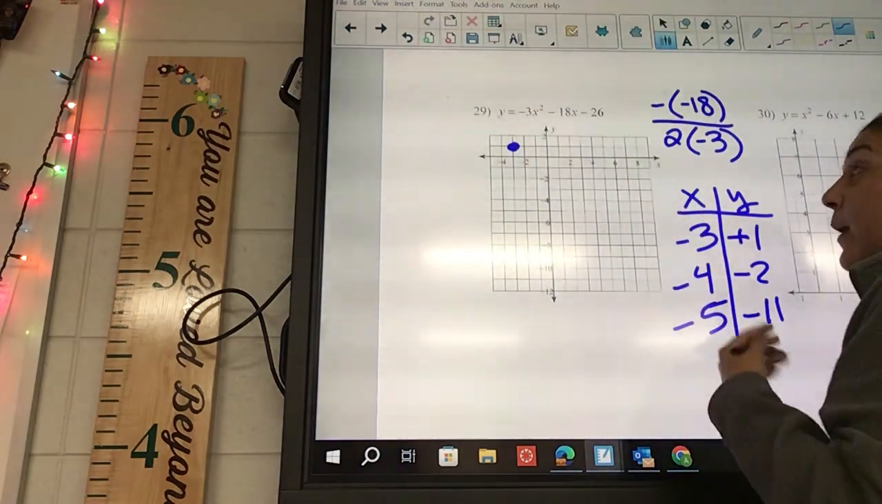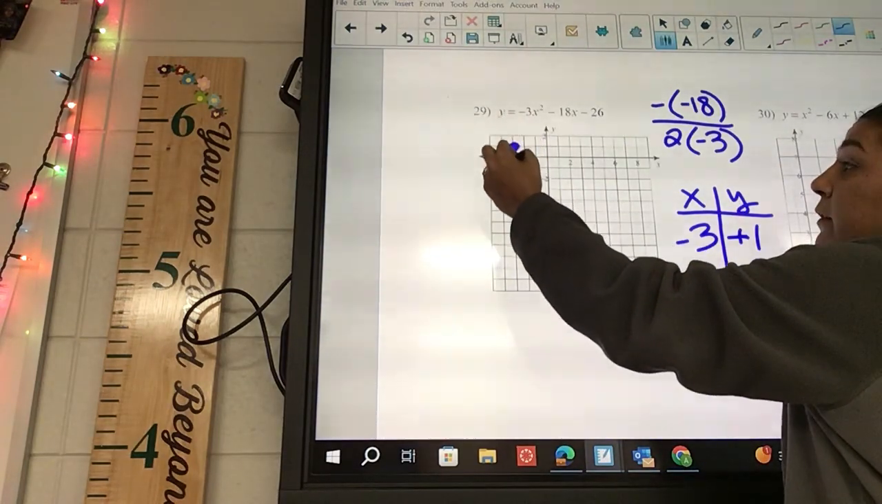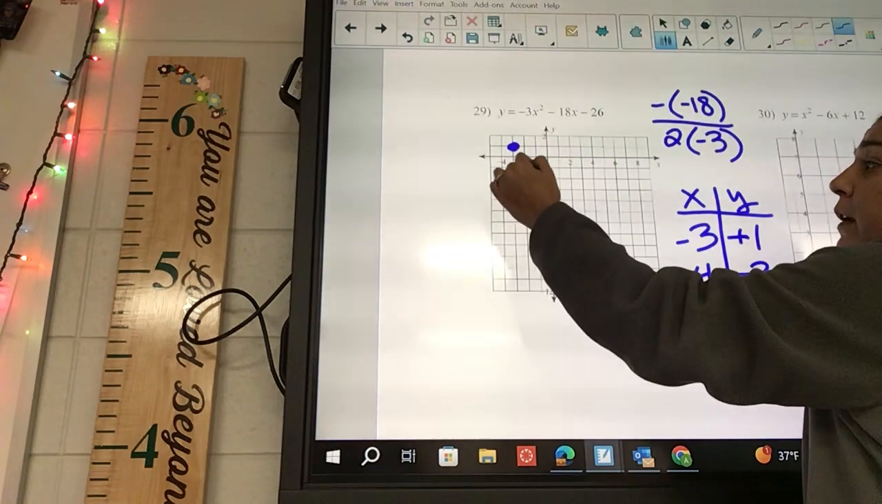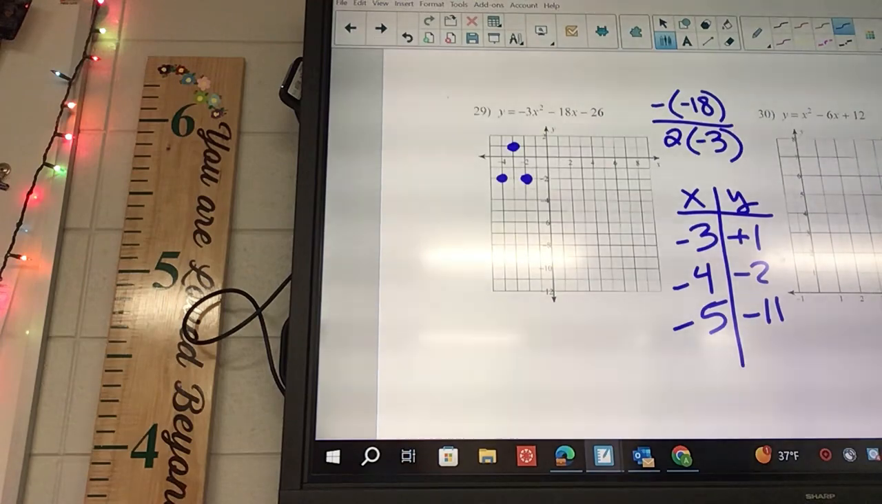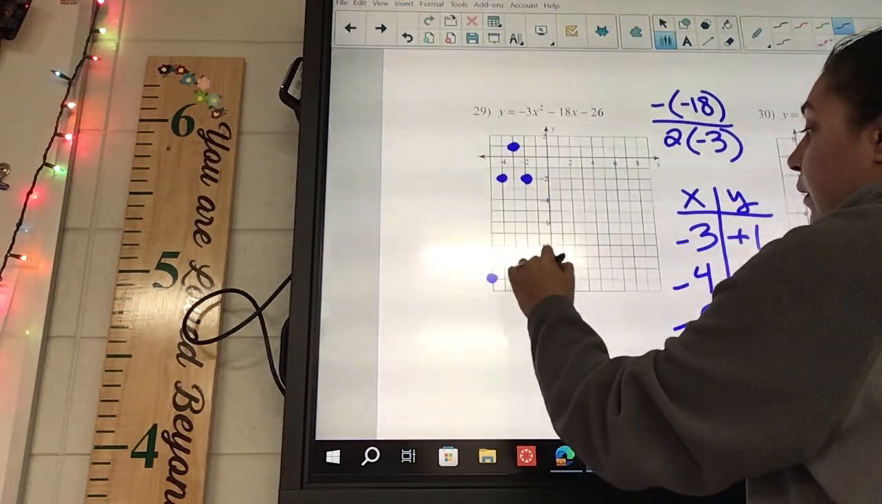And remember, I said it should open down with a slope of 3. So we're gonna go over 1 to the -4 and down to the -2. You can clearly see I went down 3 and over 1, and that's because of the a. So it kind of works the same. And then our last one, we're gonna go over to the 5 and down to the 11 on both sides.